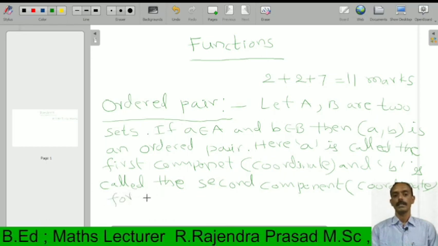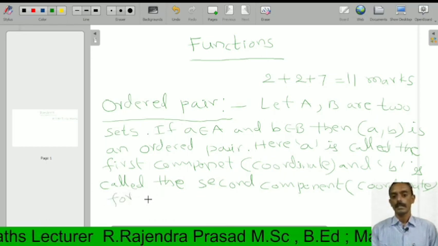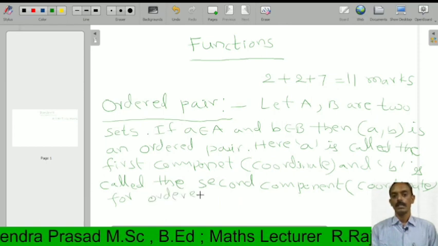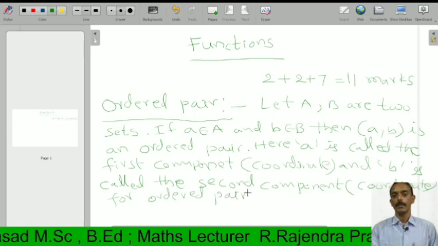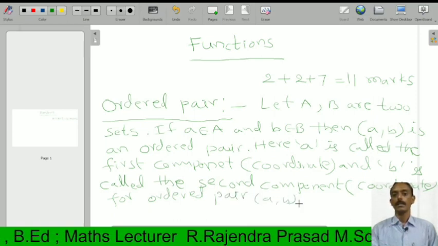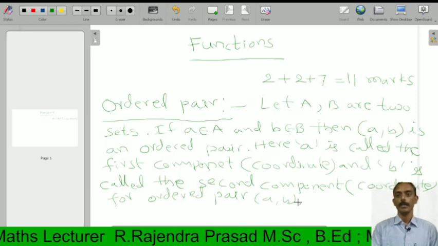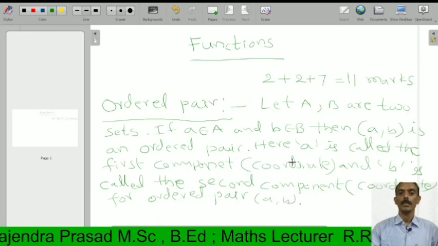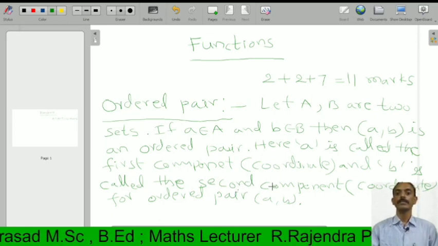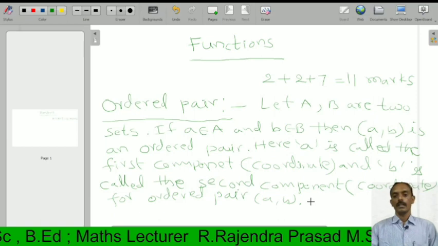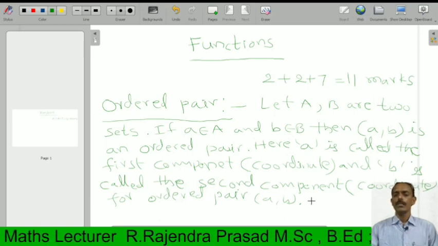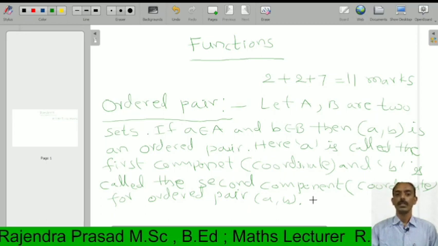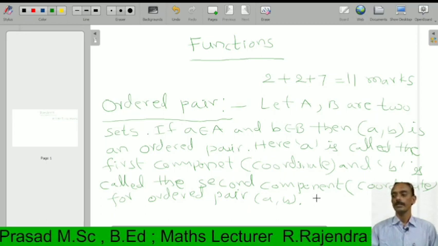For ordered pair (a, b): a is called the first component or first coordinate, and b is called the second component or second coordinate of the ordered pair (a, b).